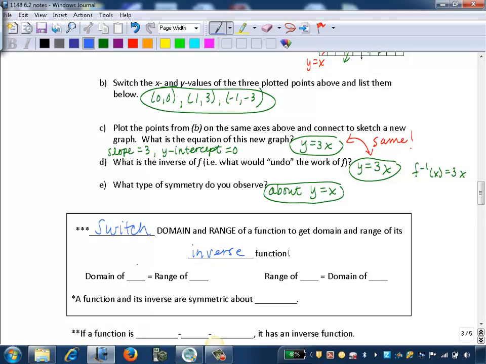So we can say that the domain of a function f will be equal to the range of its inverse function, and the range of a function f will be equal to the domain of its inverse function.